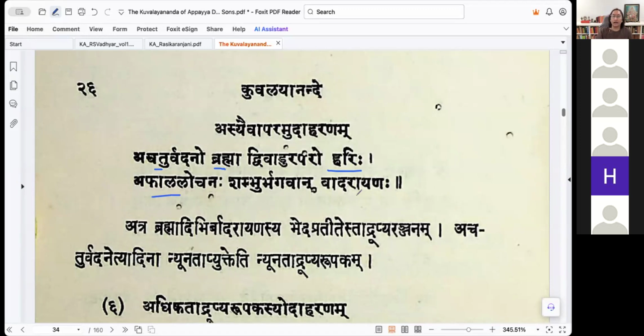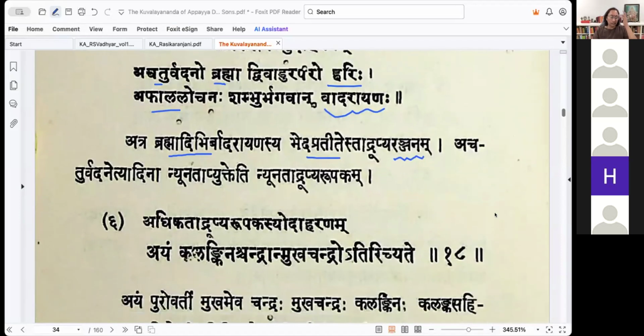Shambhuhu bhagavan badarayanaha. Since badarayana is mentioned here, you have the mention of the Vishaya and the Vishayi. There are three Vishayis here: Brahma, Hari and Shambhu, the Trimurti. Atra Brahmadibihi Badarayanasya Bheda Pratitehe. Even though you show that there is a difference between them, there is a Tadrupya Ranjanam because you have not used words like Iva. Ranjanam ityukte aropaha eva tatra. Tadrupyena aropaha kriyate. So achaturvadanaha ityadina nyunata api ukta. So nyuna tadrupya rupakam.